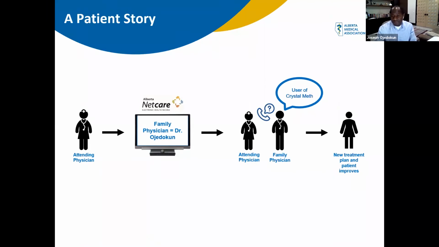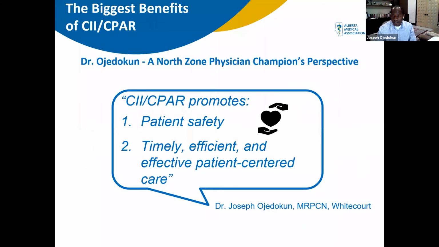This is the type of information exchange that is made possible through CII, CPAR, and NetCare. Now she's back in the community without any residual neurological deficits. In essence, we can say the CII, CPAR enables timely, appropriate information handover that supports patient safety, efficient and effective patient-centered care. Back to you, Brad.